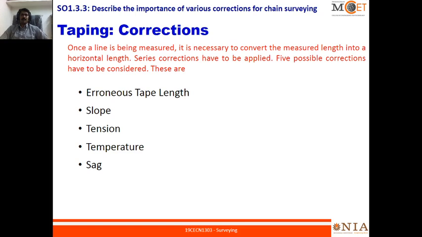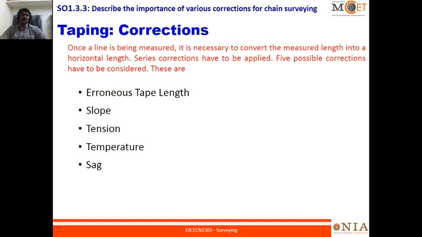Based on that, five standard errors may happen. For that we have to apply the correction, so it is called the correction for chaining. Now we try to explain the importance of the various corrections for chaining. That is the outcome of this topic. Here is the list you are seeing. First, erroneous tape length, which we have already discussed. Based on the instrumental error, the tape length may get elongated or shortened, too long or too short. Next one is the slope correction.